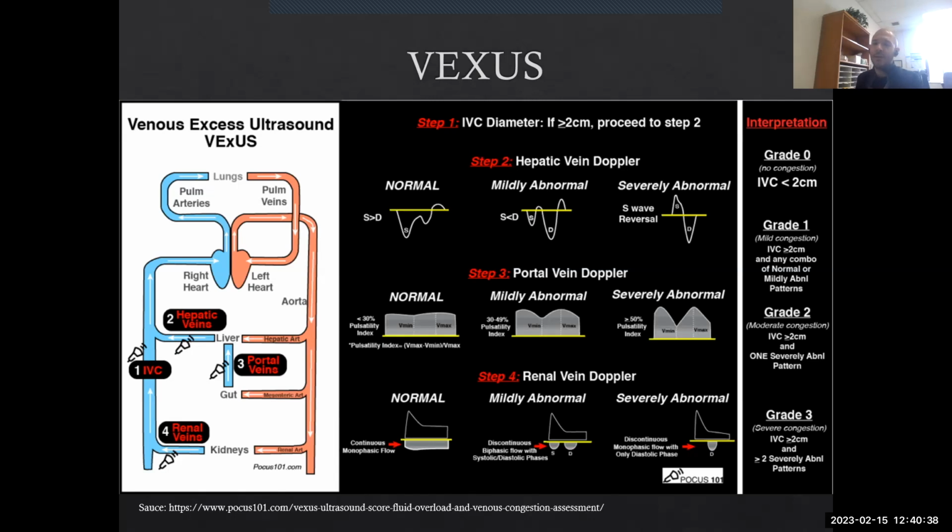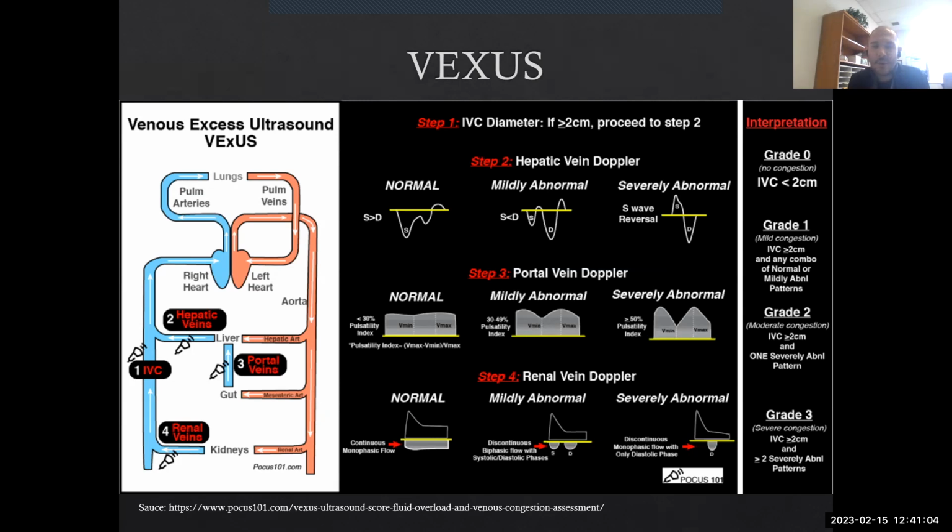But when looking at this, we look at going from continuous flow to discontinuous flow that goes from biphasic to monophasic over time as the congestion becomes worse. And so we grade congestion severity based on the amount of congestion and the number of abnormal waveforms we see.